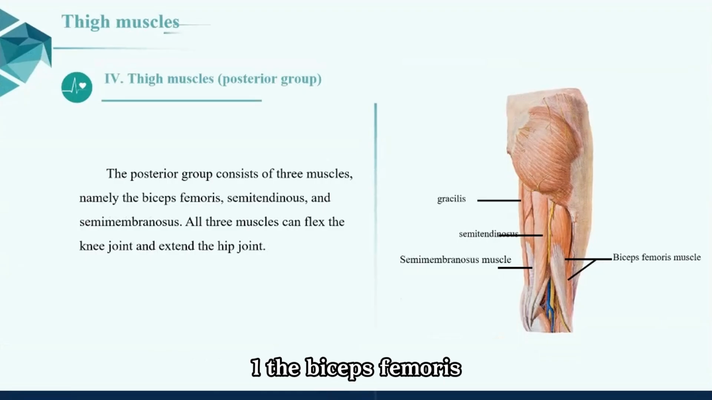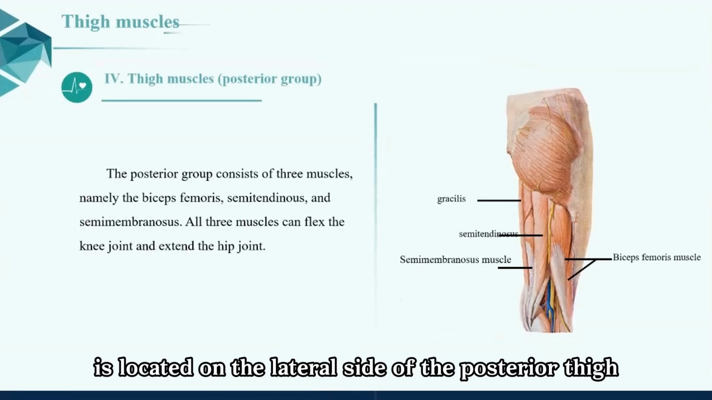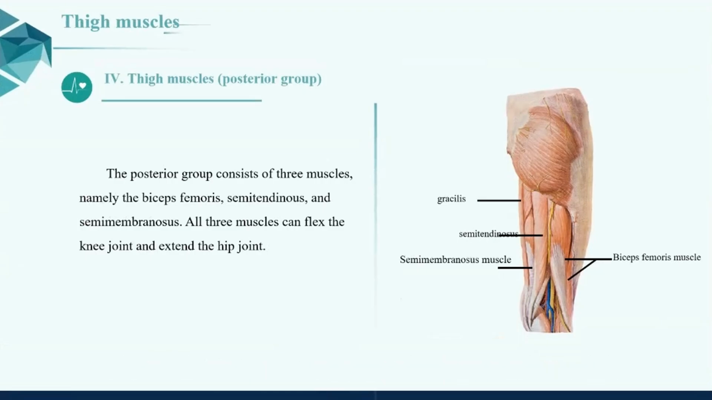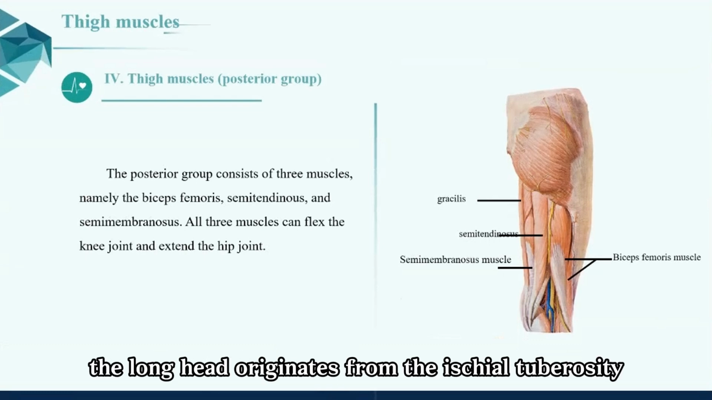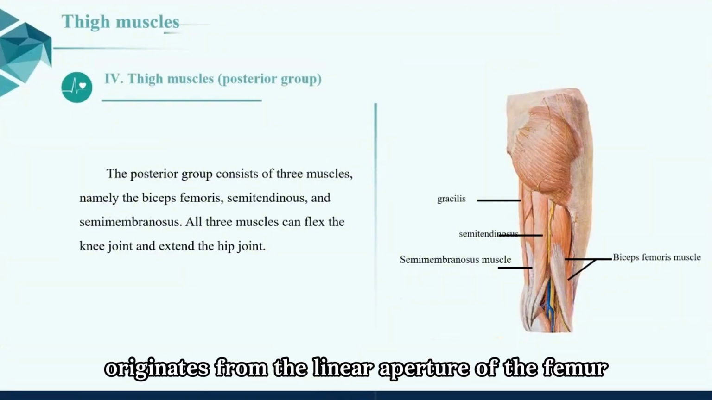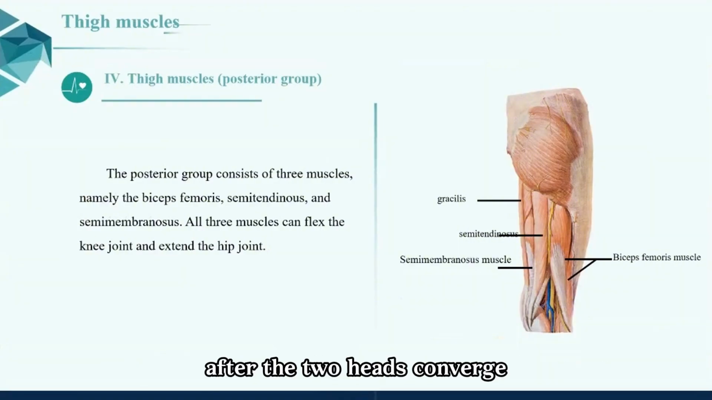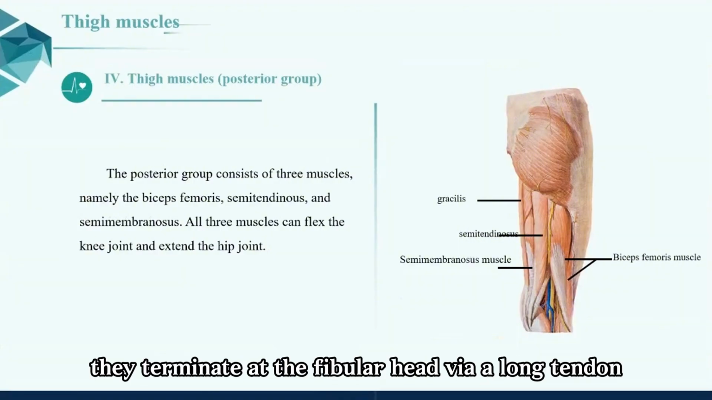1. The biceps femoris is located on the lateral side of the posterior thigh. It has 2 heads, a long head and a short head. The long head originates from the ischial tuberosity. The short head originates from the linea aspera of the femur. After the 2 heads converge, they terminate at the fibular head via a long tendon.